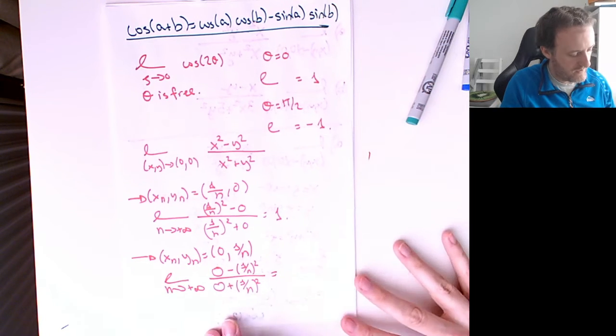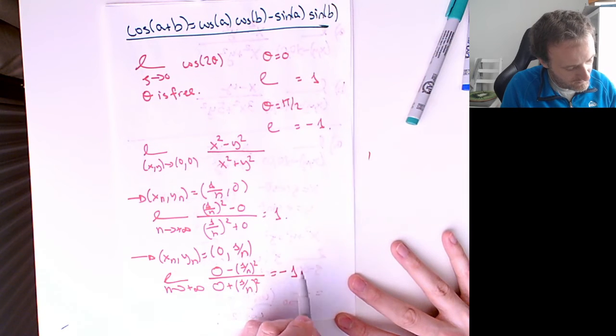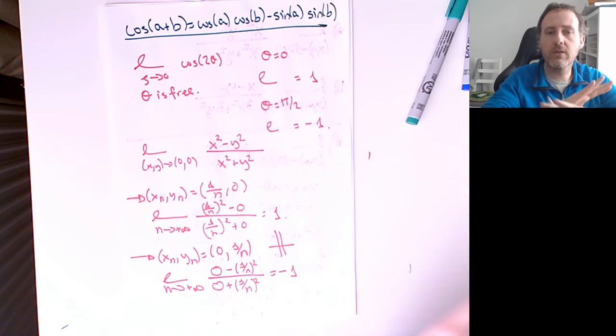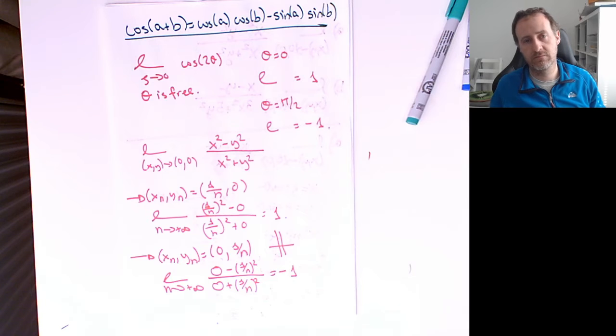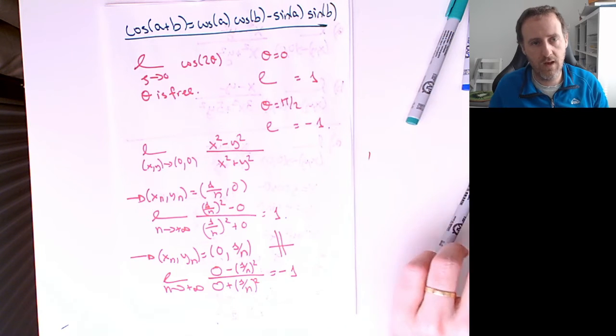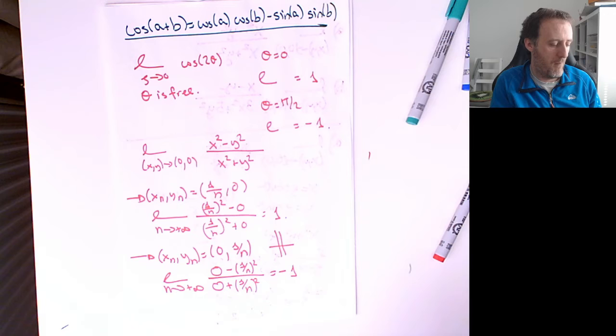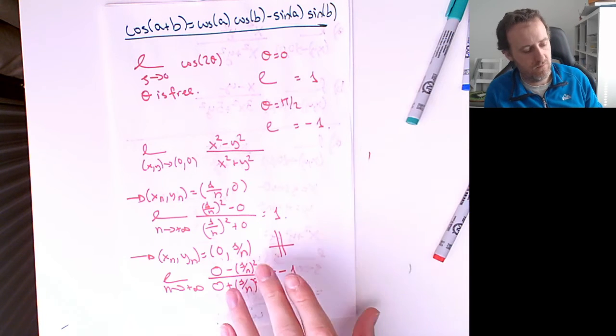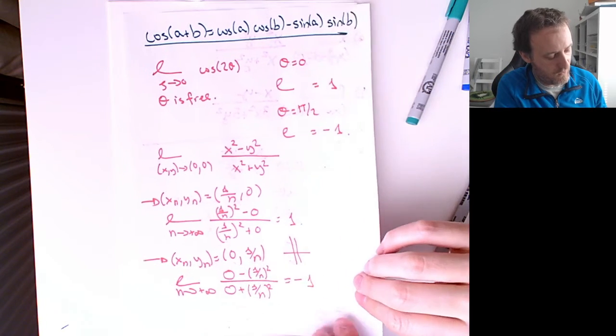And now we get minus 1. So this and this are different, so the limit does not exist. Okay? So there are two ways. We can summarize that this problem, there are two ways of solving it.